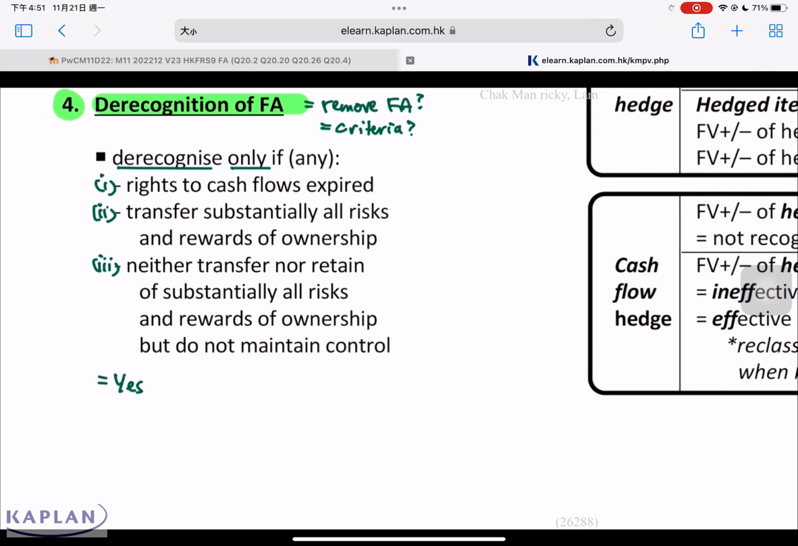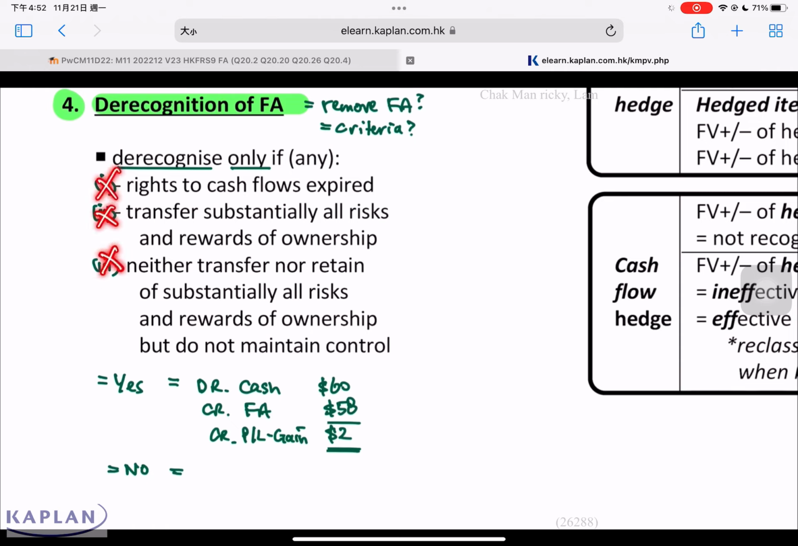If the answer is yes, we derecognize. For example, we debit cash, we sold the assets for 60, we credit the financial assets for 58. There's a $2 difference. This $2 difference is a gain or loss in P&L. In this case, it's a gain. If we do not derecognize, meaning none of these three apply, and you receive cash of $60, you cannot credit financial assets. Why? Because you do not meet the criteria. The $60 normally we treat this as a financial liability if you cannot derecognize the financial assets. Refer to the notes in detail.